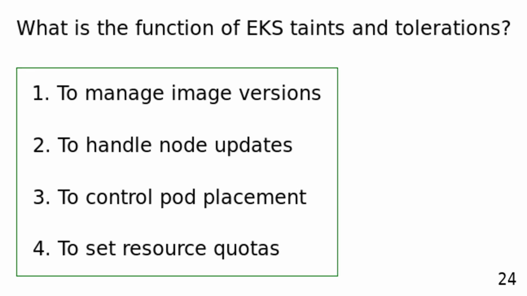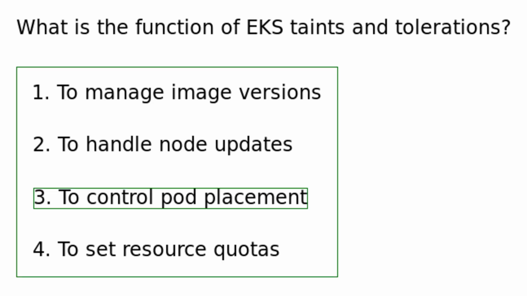What is the function of EKS taints and tolerations? To manage image versions, to handle node updates, to control pod placement, to set resource quotas. In EKS, taints and tolerations work together to control which pods can be scheduled on specific nodes.